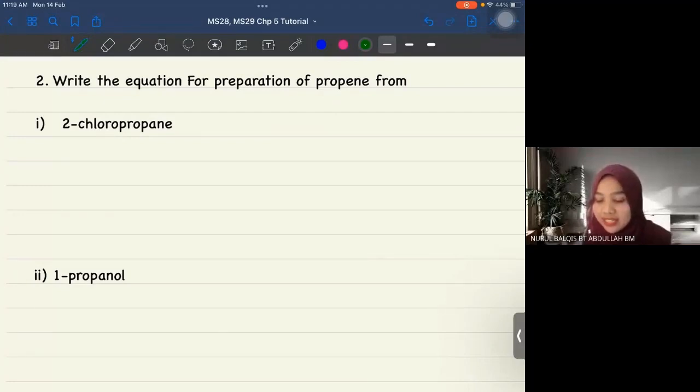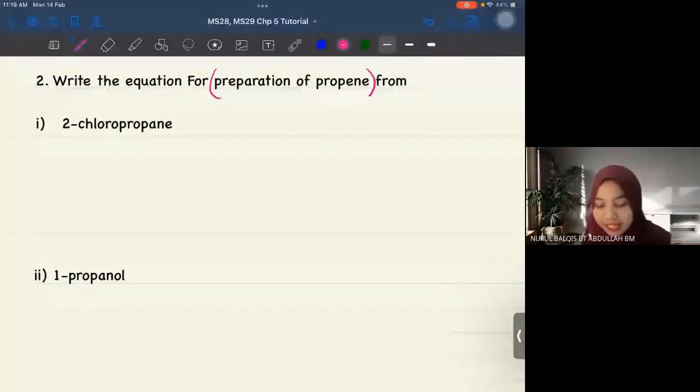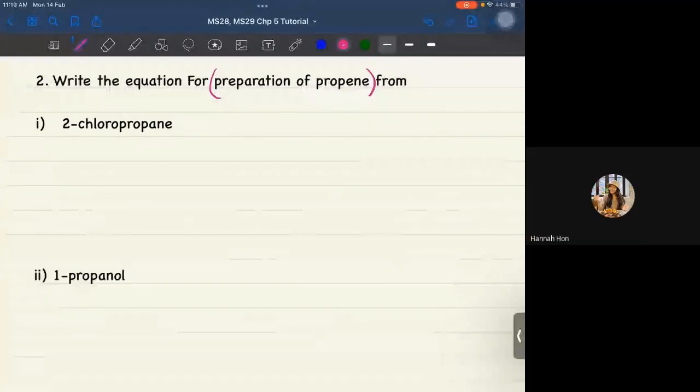Okay, it's already stated here the preparations of propene. Preparations of propene maksudnya preparations of alkene. Can I know how many reactions under preparations of propene? Berapa yang kena tahu kalau nak prepare alkene? 2. Dua adalah dehydrohalogenations and dehydrations. Which one of these two, question number 1 and 2 Roman, belongs to dehydrations? Number 2.